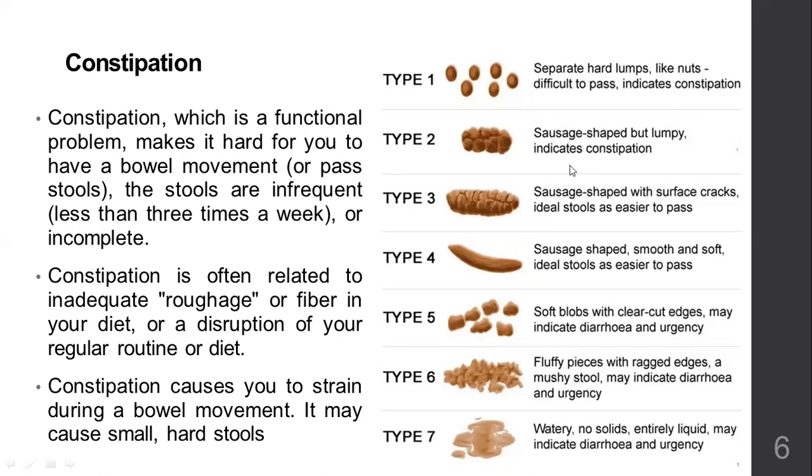So when your feces look like this, it is type 1 constipation: hard lumps like nuts, very difficult to pass. Type 2, sausage shaped, but still lumpy. Type 3, again, cracked surfaces. And these are easier to pass. After type 3 and type 4, we can still be normal. Type 5 onwards, it is like diarrhea.